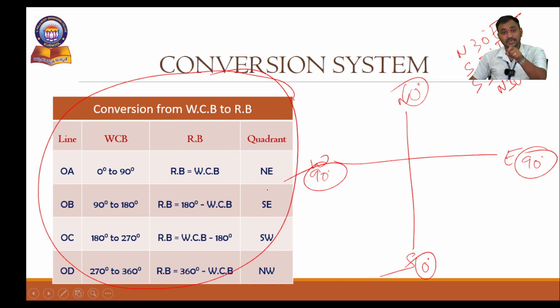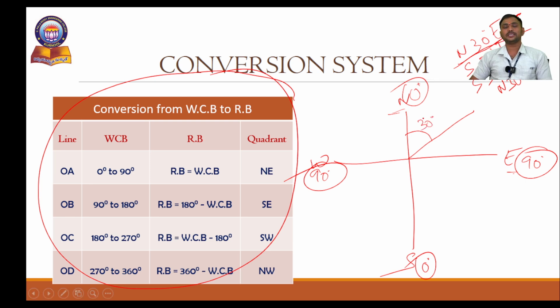That is why we call them reduced bearing or quadrant bearing values. Now let us see the first one, north 30 degrees east. The 30 degrees bearing value is between north and east. We place the protractor and measure where the 30 degrees is from 0 to here. This is 30 degrees.